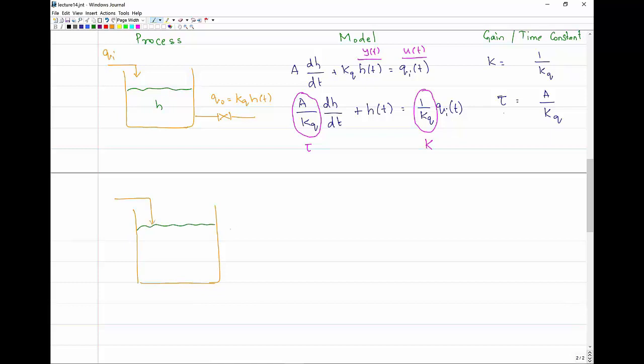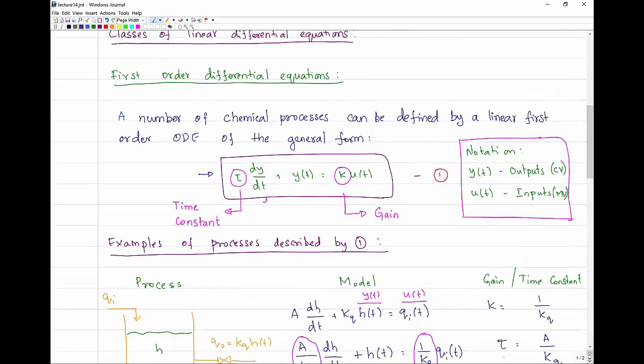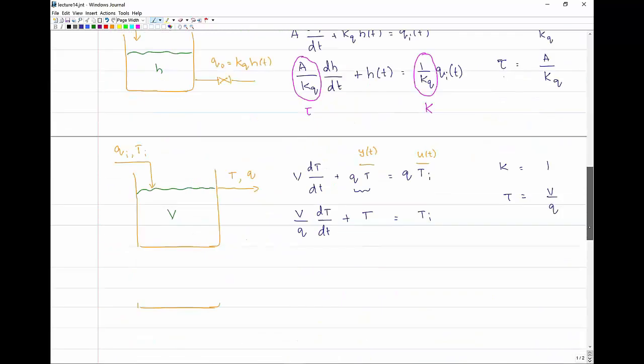The second example here is that of a similar tank, but instead of being interested in mass balance, we are here interested in energy balance. By writing an energy balance equation on this process, we can show that the corresponding energy balance equation can be expressed in the standard first order differential form, and the gain of this process is equal to 1. The time constant is V over Q. The gain in the second process must be equal to 1 because the amount of change in the temperature in the inlet must eventually be equal to the change in the outlet. In other words, the change in input must be equal to change in output, and therefore the gain is 1.